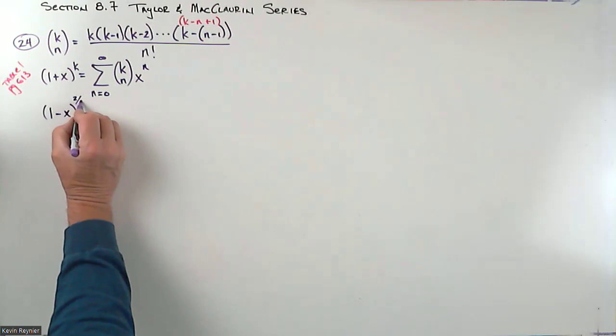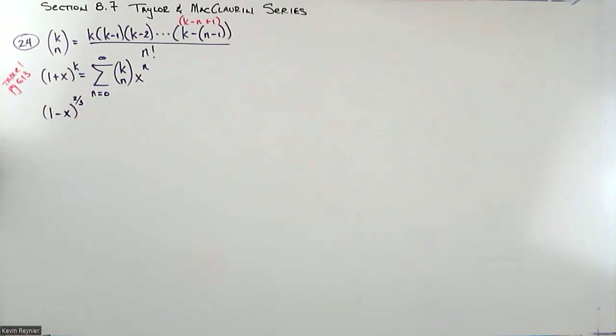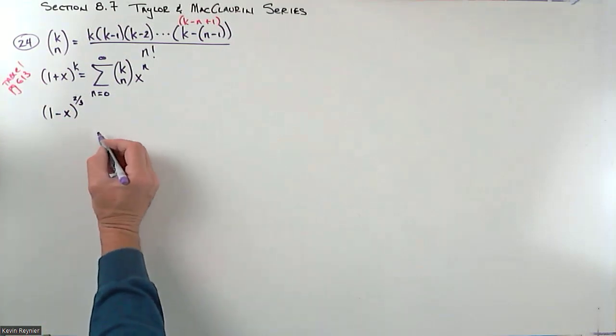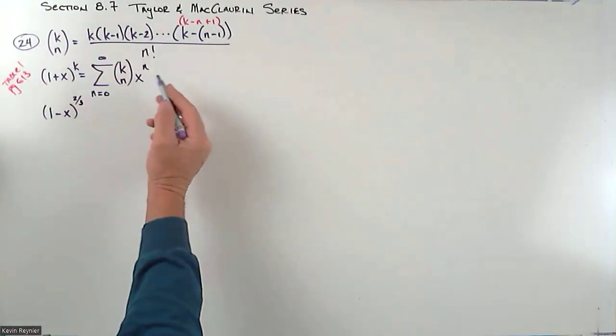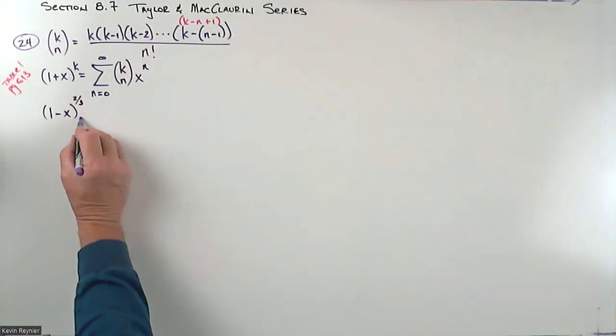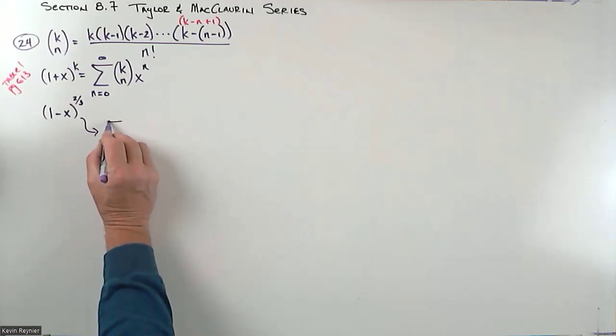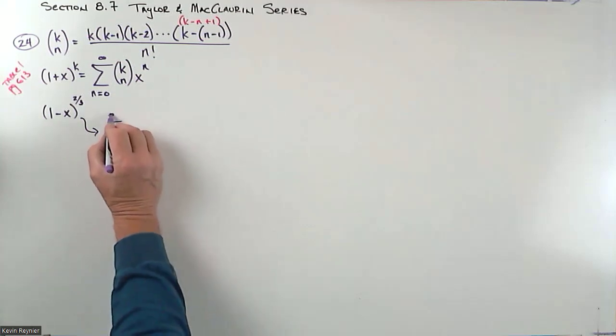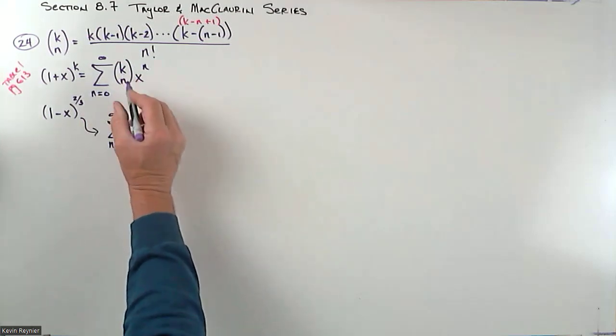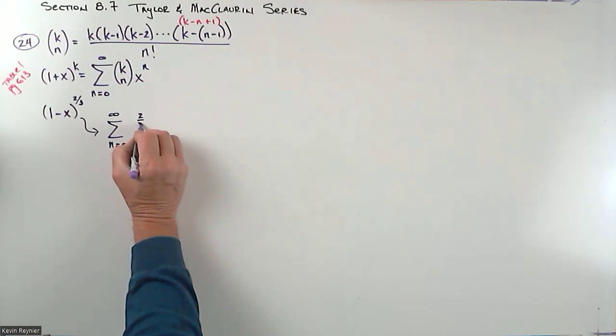But the power they give us is 2/3. And this is where a few of us can start to say, uh-oh, and we get a little discombobulated. But there's no reason. We're just going to plug 2/3 in here. So what does this equal? This is going to equal the series n equals 0 to infinity. Our k is 2/3, so we're just going to put that right here.